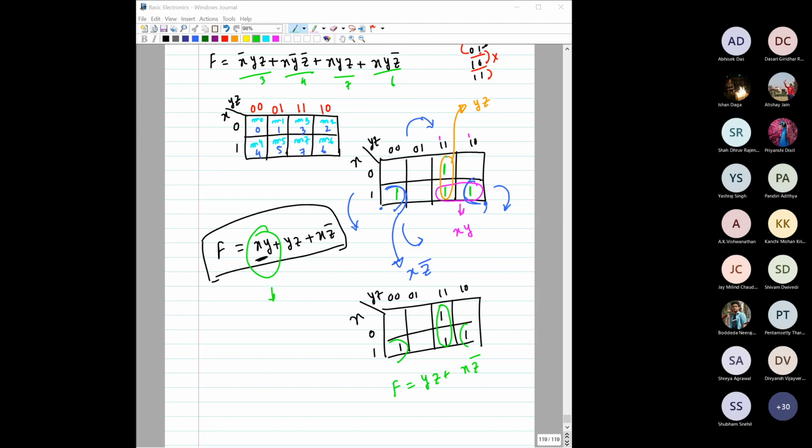Sir, why did you put 1 0 after 1 1? We could also put this 1 0 after 0 0, sir. Which one were you referring to? Could you please point it out?